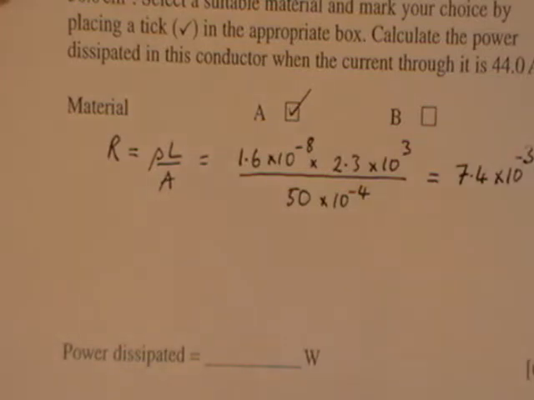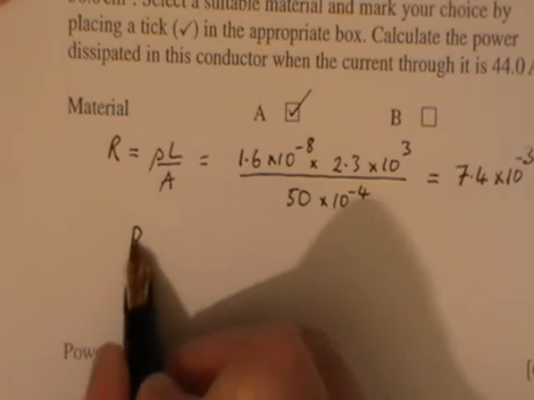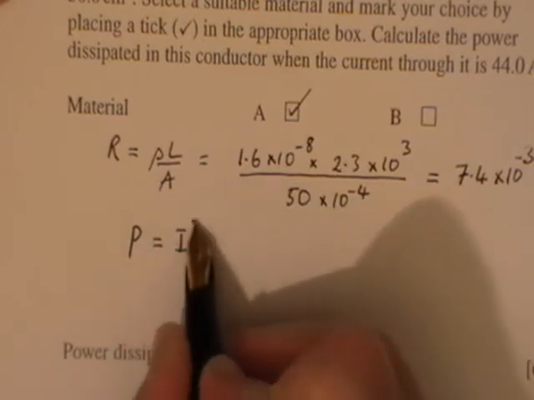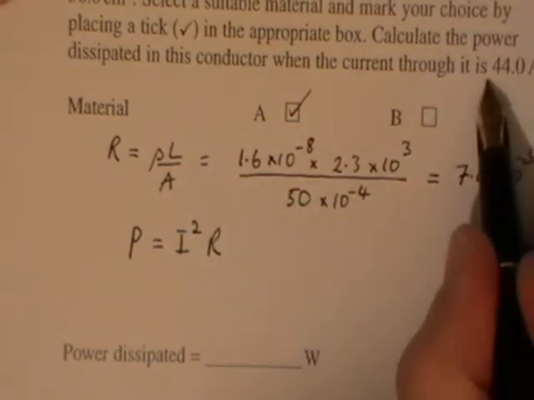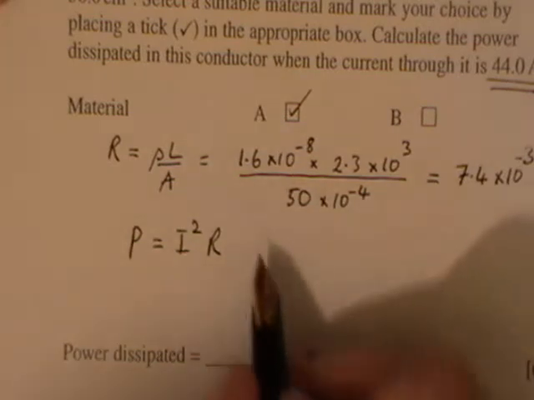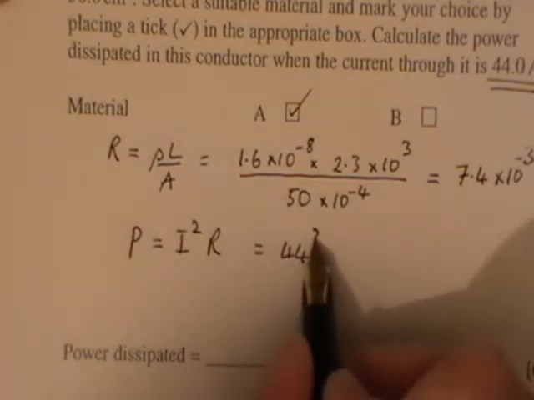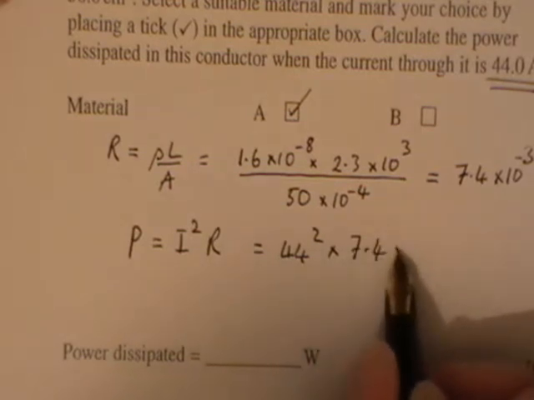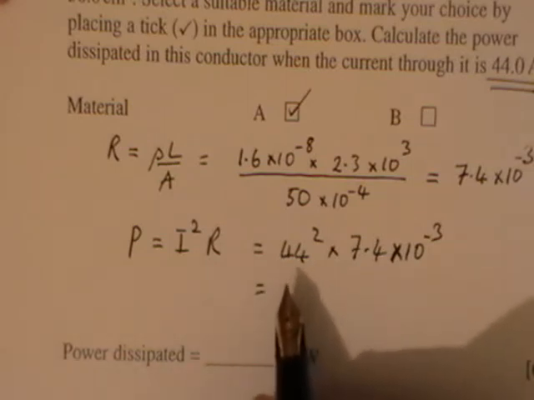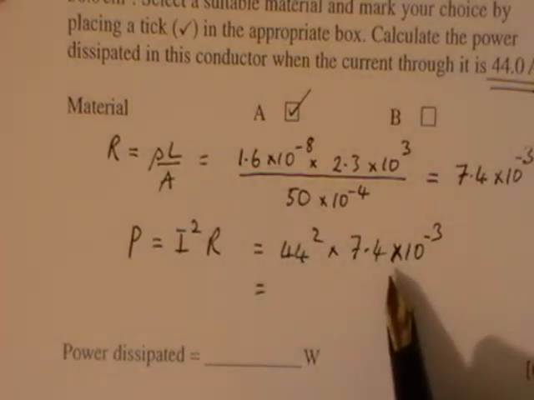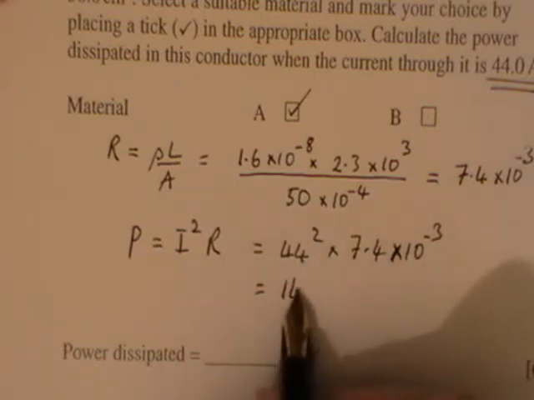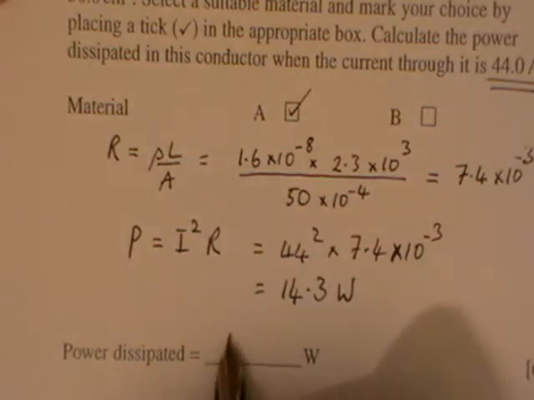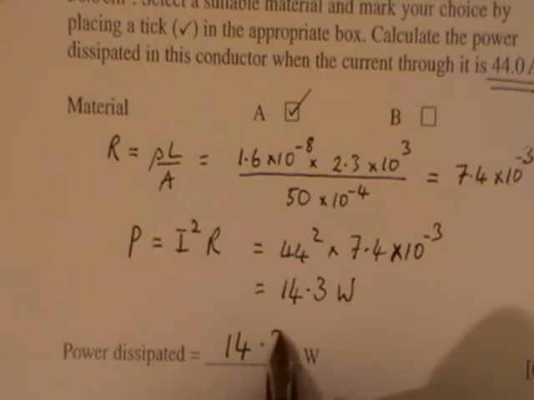So that's the resistance. To work out the power dissipated, we're going to use P is equal to I squared R, because we've just got the resistance. We know the current, which up here we're told is 44 amps. Therefore, P is equal to 44 squared times 7.4 times 10 to the minus 3. 44 squared is going to make a significant input, but we're multiplying by 10 to the minus 3. Put that into your calculator and it turns out to be 14.3 watts. So the power dissipated is equal to 14.3 watts.